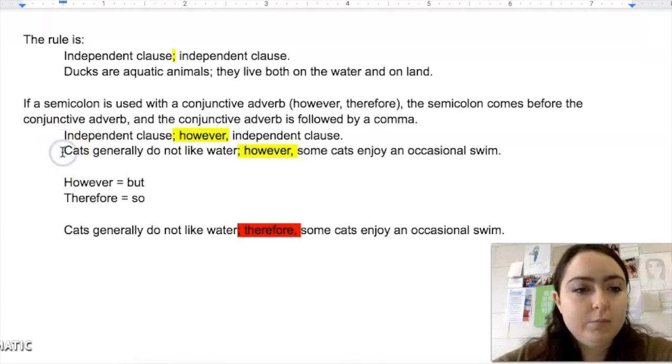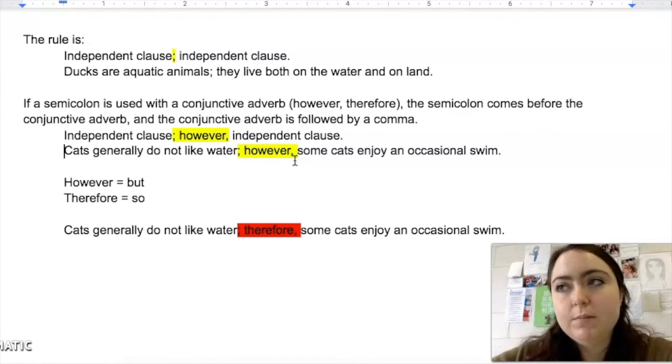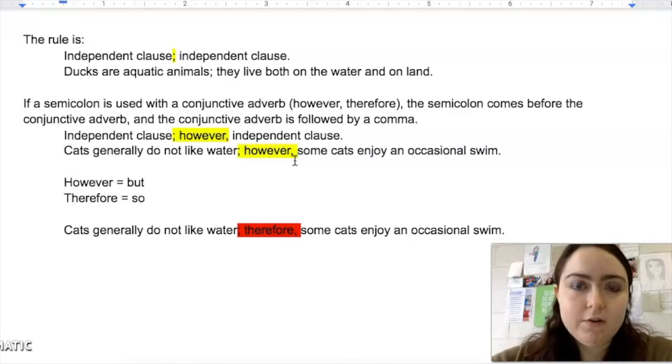So, for example, you could have: cats generally do not like water; however, some cats enjoy it and occasionally swim. Use a semicolon before however, use a comma afterwards. The one thing that trips students up is sometimes they're not familiar with these terms because they're very formal academic language. We don't usually talk like this. I'm a nerd, so sometimes I use however in conversation, but you don't.